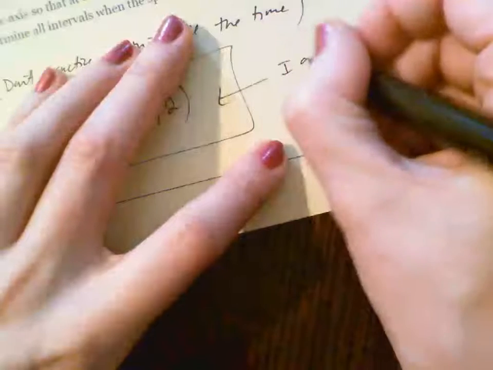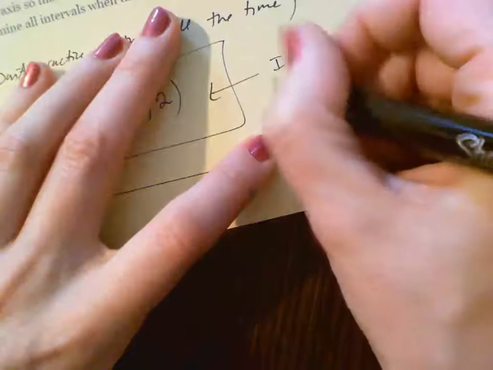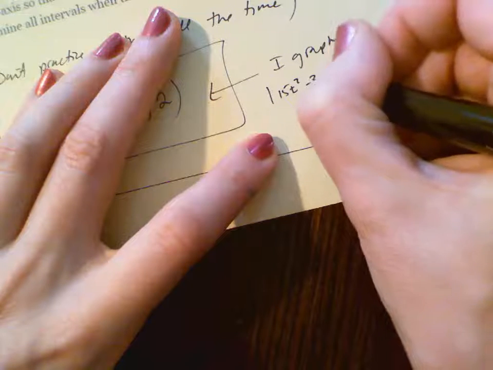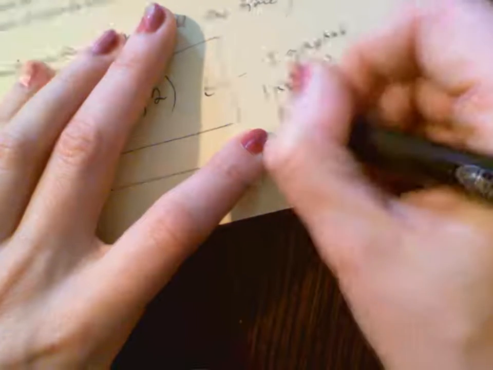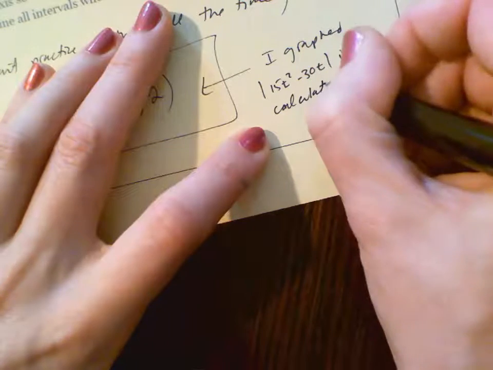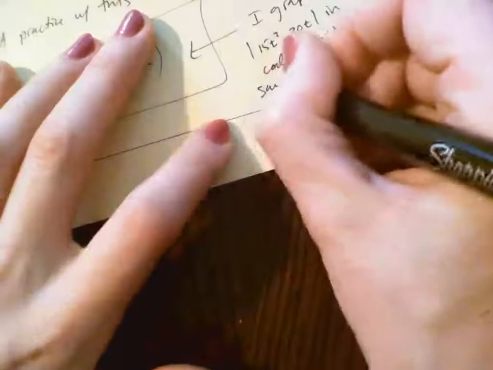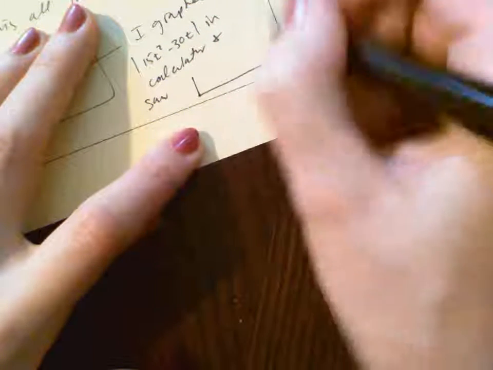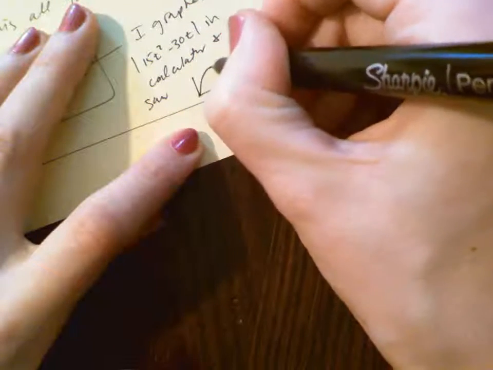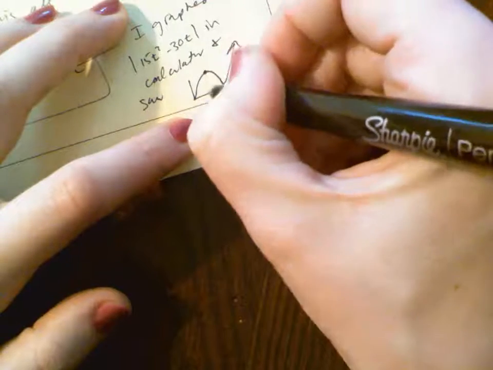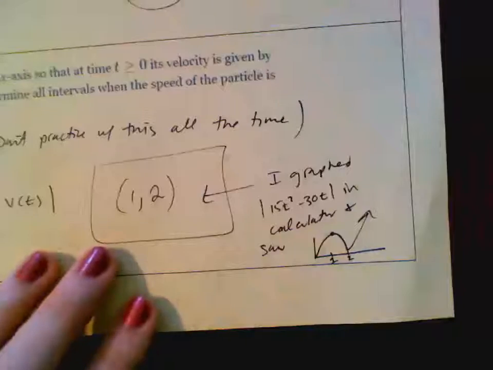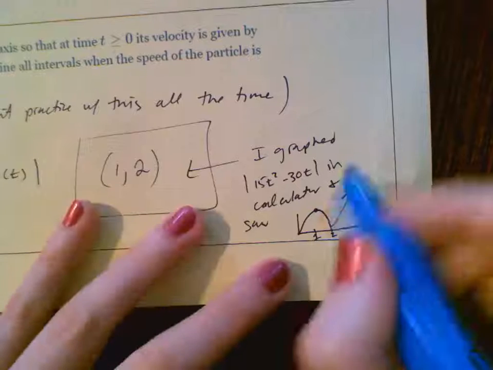I graphed the absolute value of 15t squared minus 30t in the calculator and saw something like this. That's 1 and that's 2. So it'd be decreasing here.